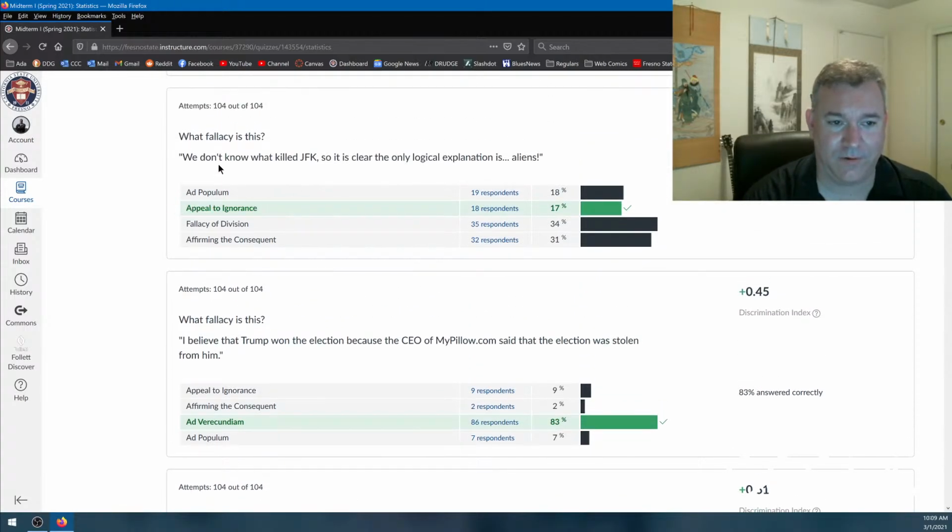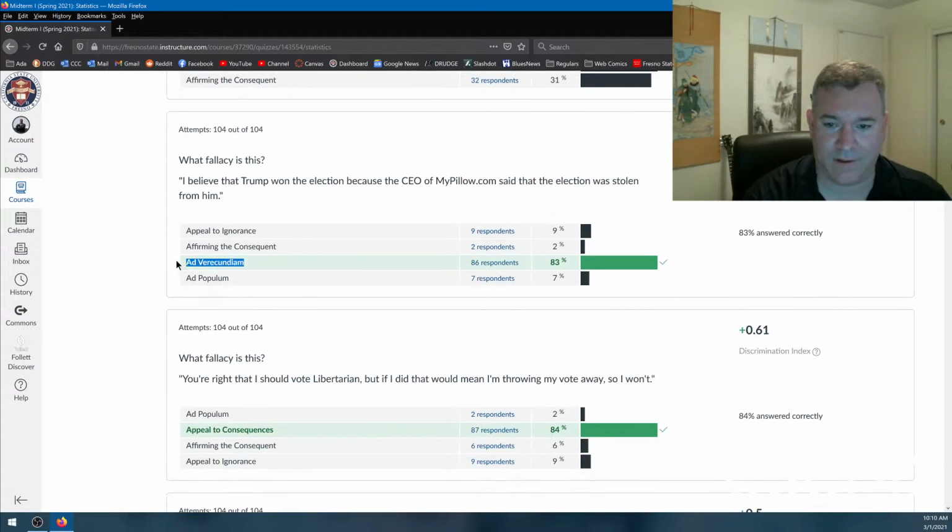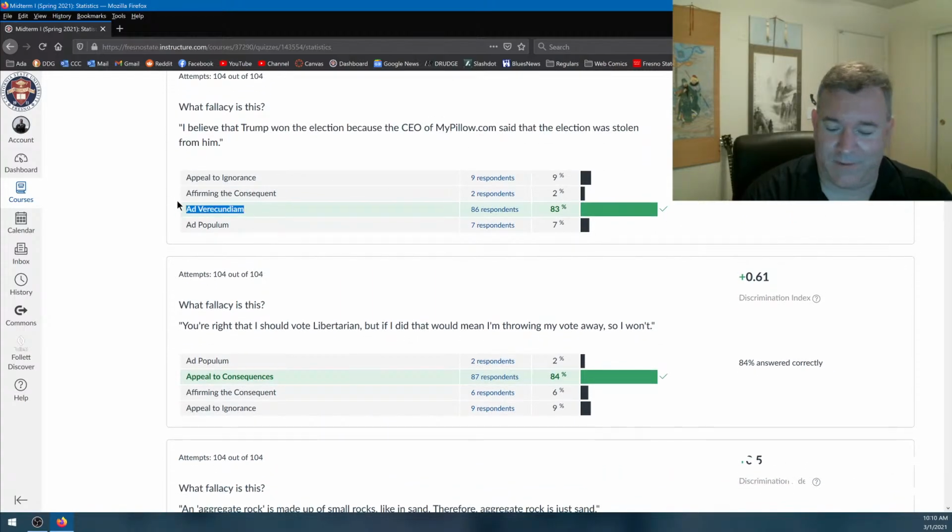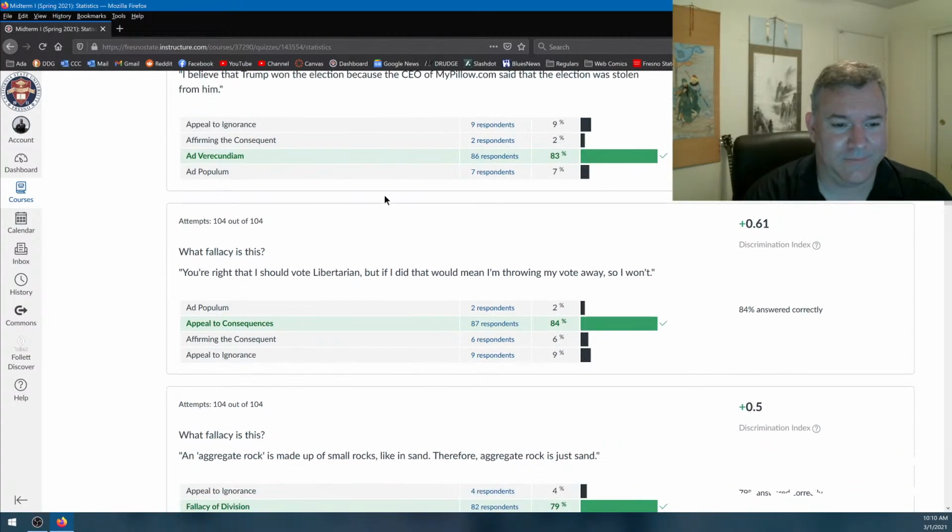Appeal to ignorance. How is this appeal to ignorance? We don't know X, therefore Y is an appeal to ignorance. If you don't know X, you can't derive any conclusions from it. So it's an appeal to ignorance. It's that exact form of argument. So that is an ad verecundium, which is appeal to authority, appeal to improper authority, especially because he's running a pillow company. And I think they sell pillow accessories as well. It doesn't make you an expert on elections.